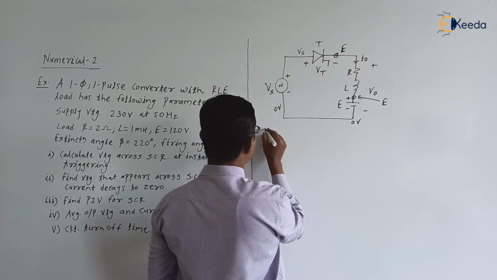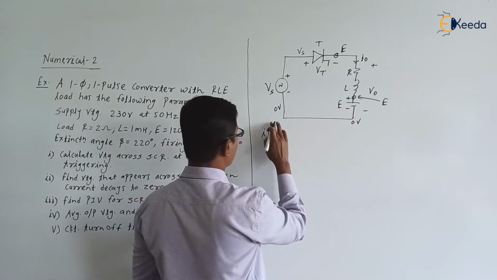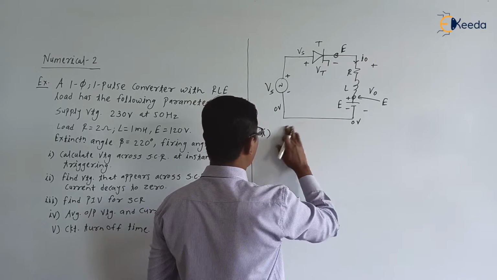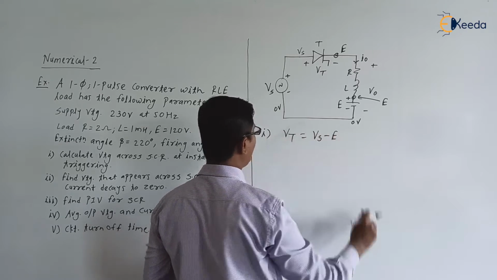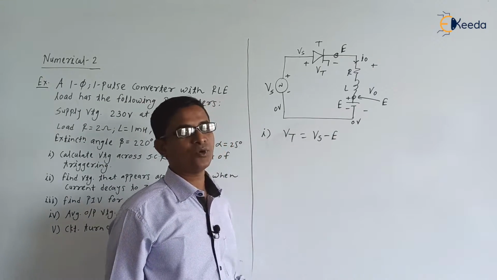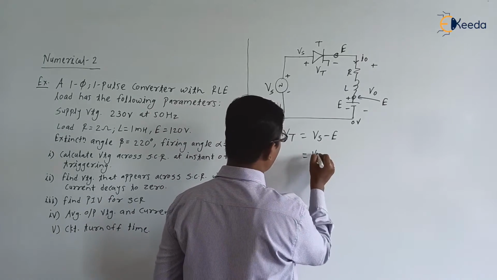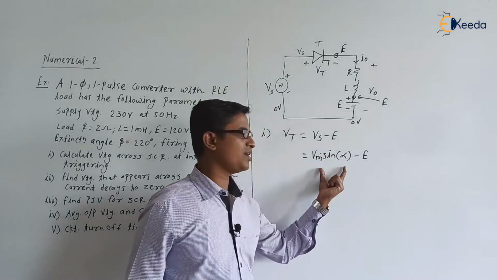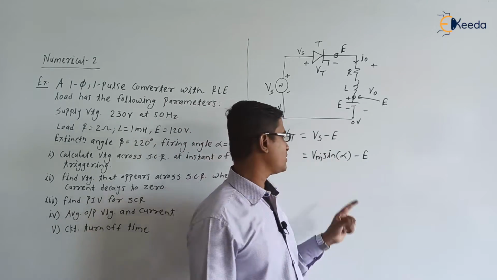So the voltage across the SCR at the instant of triggering is equal to Vs minus E. Let us write it as Vt. So Vt is equal to Vs at triggering minus E. What is Vs at triggering? It is Vm sin alpha. So Vt is equal to Vm sine alpha minus E. Actually it is Vm sin omega t, but at the instant of triggering omega t is alpha. So it is Vm sin alpha minus E.